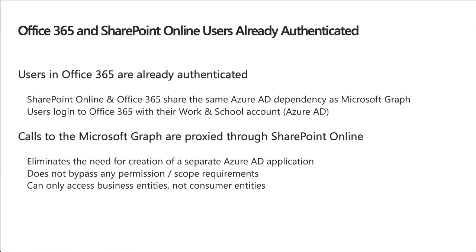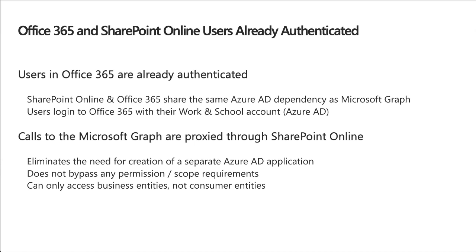This also means that the way it works is that all calls are effectively proxied through SharePoint Online. And what I mean by that is that you're obtaining an access token from SharePoint Online that's getting it from Azure AD for you, but your client-side solution is still making a direct call to the Microsoft Graph. It's not going through SharePoint Online, it's just getting the access token. SharePoint Online is getting the access token for you.